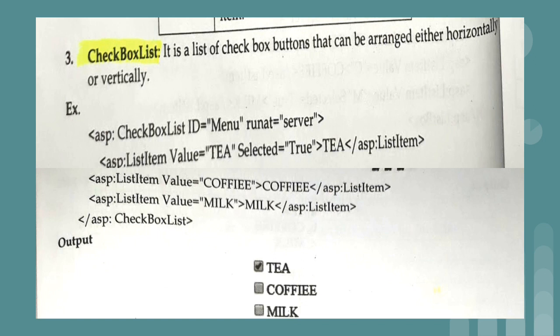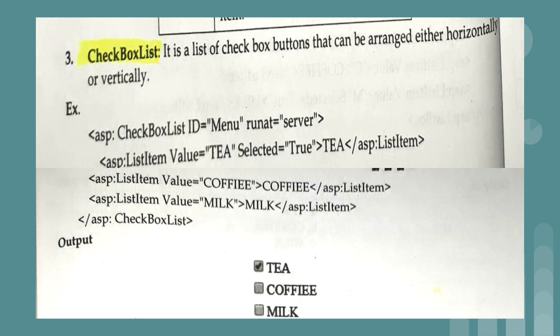Then whenever you want to add the items inside the checkbox list, we use one more tag, that is asp:ListItem. ListItem is nothing but a collection class that we have used, and ListItem has one more property, that is value, which you will set. And Selected equal to true means that if you want the tea checkbox to be selected by default when you run the program, then just set Selected equal to true.